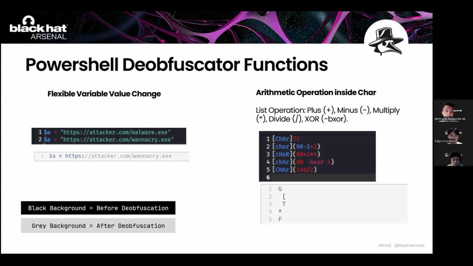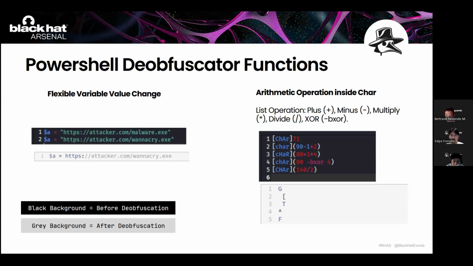Next. The next one is the flexible variable value change, where there are 2 different values inside the A variable. The first one is malware.exe, and the second one is the WannaCry.exe value. Because the second line is the newest value of the variable, the application will take only the newest value assigned to the same variable, which is WannaCry.exe. As shown in the picture below, the A variable is the WannaCry.exe value.